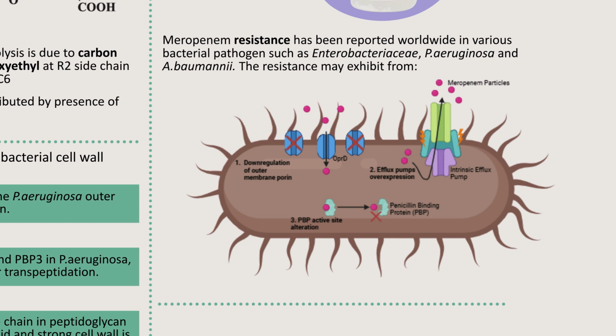Next, it may be caused by efflux pump overexpression. For example, in P. aeruginosa, the overexpression of efflux pumps like MexAB-OprM and MexXY-OprM, which actively expel Meropenem, lowering its concentration before it reaches PBPs. And lastly is penicillin-binding protein active site alteration. For example, in Streptococcus pneumoniae, mutations in PBP2X and PBP1A reduce Meropenem binding. This allows peptidoglycan cross-linking to continue, despite the drug's presence.